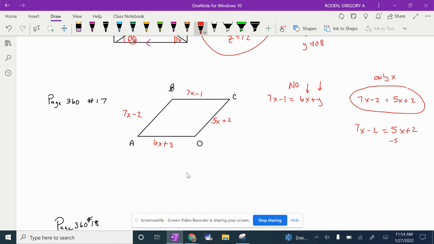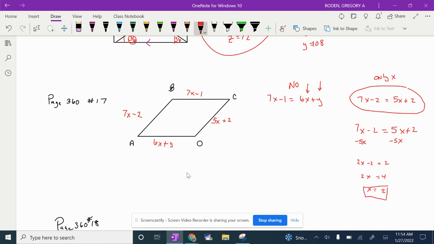So we can subtract 5x from both sides. So 7x minus 5x gives me 2x minus 2 equals 2. And then I can add 2 to both sides. So 2x equals 4. And then we can divide by 2. So x equals 2.